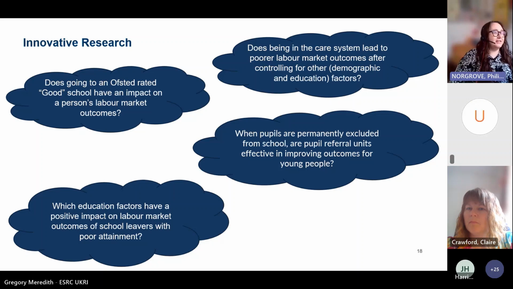So I think in terms of research priorities with Leo, these aren't research priorities per se, but more of an example of what kind of questions can be answered using Leo. So for instance, here we've got, does going to an Ofsted rated good school have an impact on a person's labour market outcomes? Or when pupils are permanently excluded from school, are PRUs effective in improving outcomes for young people?